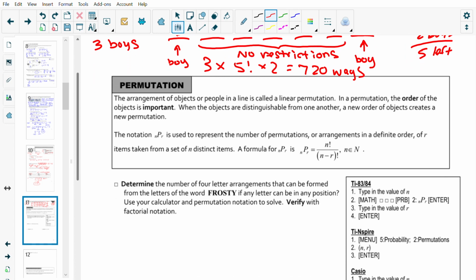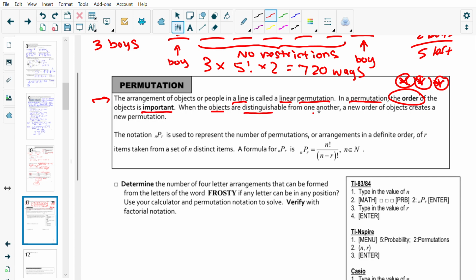Okay, permutation. We talked about this. Basic definition. Let's get more detail. The arrangement of objects or people in a line is called a linear permutation. That's what we're doing in this unit. In a permutation, here's the key: order. Star, star, star. Order of the objects is important.